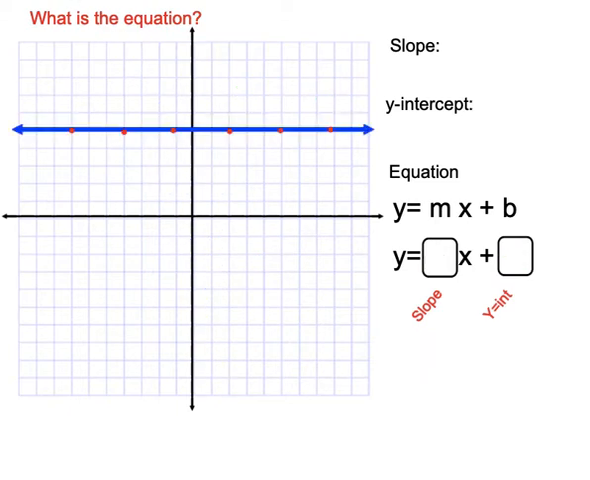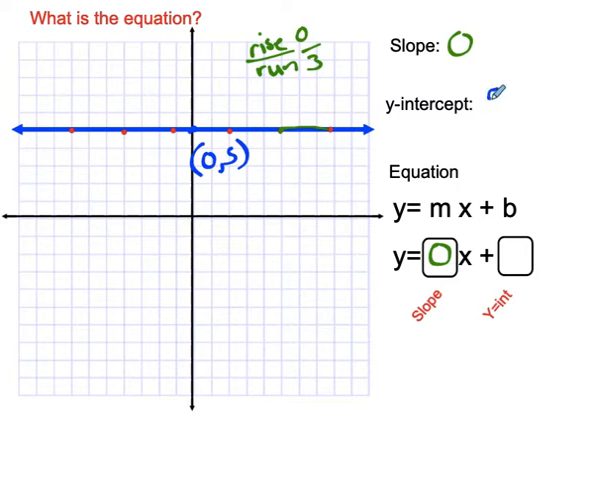Last one we're going to look at like this. It's going to look like this line. Horizontal. Well, what's the slope of a horizontal line? We've talked about it before, but it's a rise of 0 and a run of 3 if I go between these 2 points right here. That gives me a slope of 0x. It does have a y-intercept though. The y-intercept's right here. 1, 2, 3, 4, 5. 0, 5. So the y-intercept's 5.